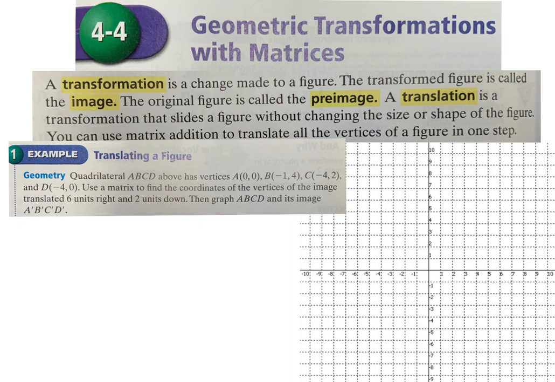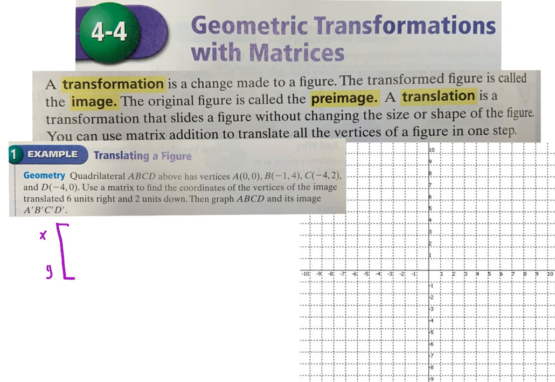One way to do these transformations is to use matrices, to set up your X's and Y's in a matrix and then use how you're moving it to add or subtract, in this case with a translation. When they want you to use matrices, your first step is to set up a matrix. And when you do this, you do an X and a Y.